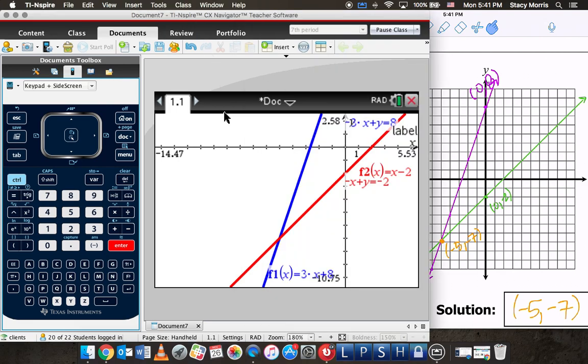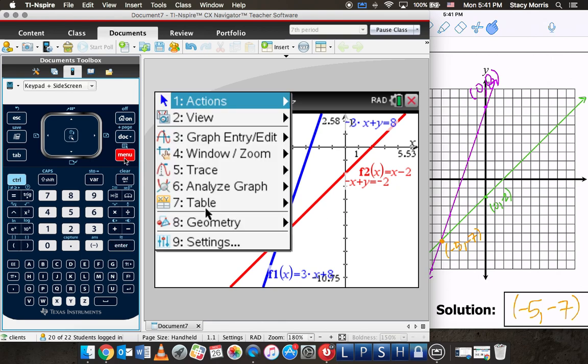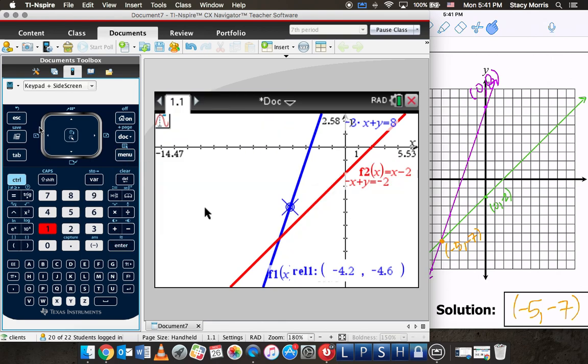All right, so the next part is probably the coolest. To find this point of intersection, we can do trace, menu 5-1, and you can just trace toward it, okay, but it's not always going to land right on it. In this case, it's not landing on it because it's not telling me that. So that doesn't help me any.